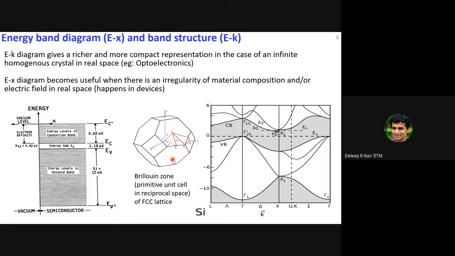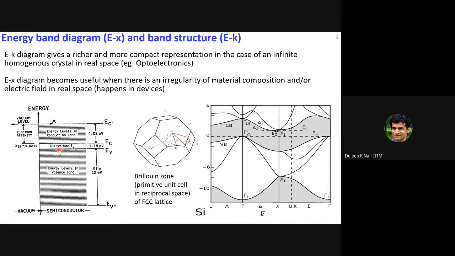If you have a homogeneous three-dimensional crystalline solid, then the E-X diagram, for an example in the case of silicon, looks something like this. You have the conduction band. The width of the conduction band is around 4 electron volts. You have the energy gap, which exists between the conduction band and the valence band. Then you have a valence band. The width of the valence band is 12 electron volts. Then there is another band gap below this valence band.